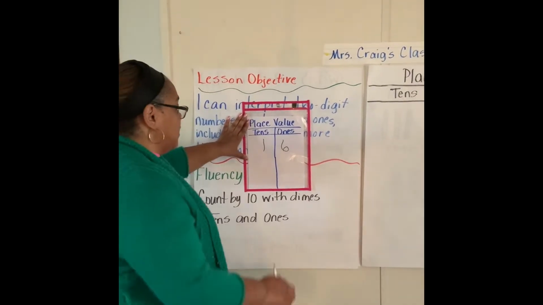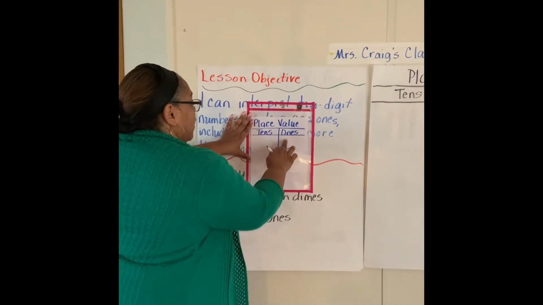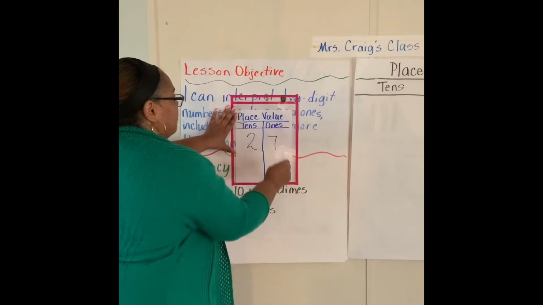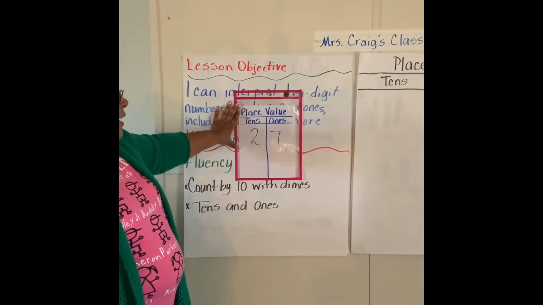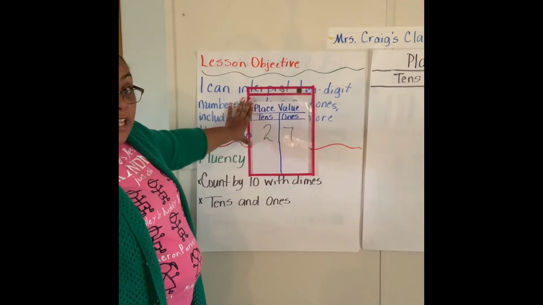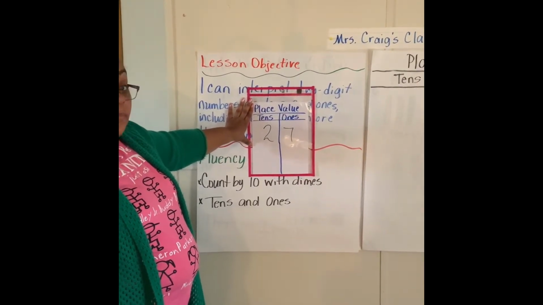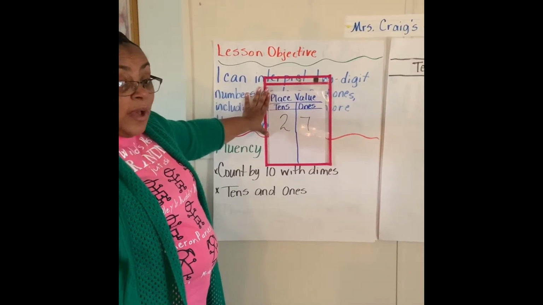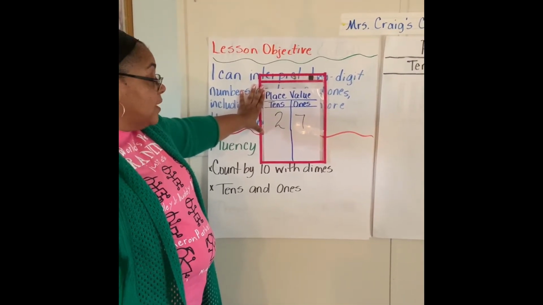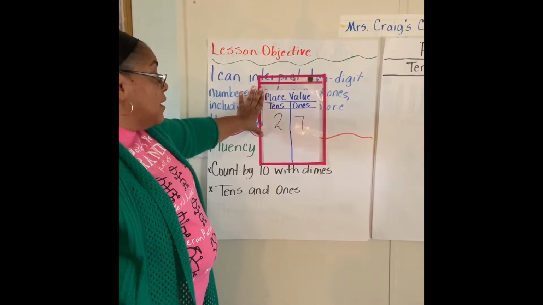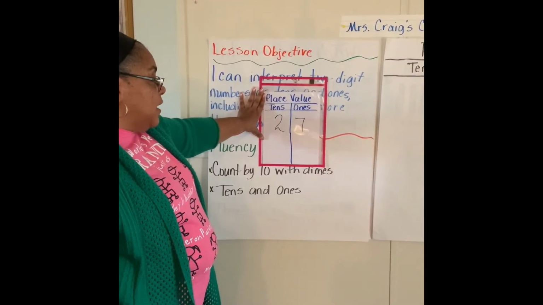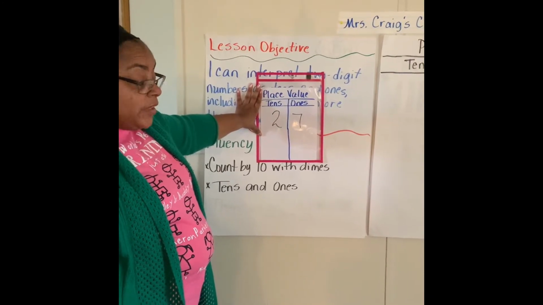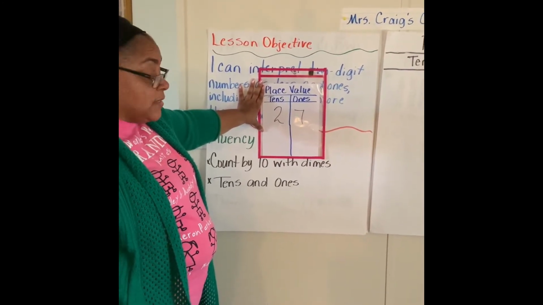So if I have 1 ten plus 6 ones, boys and girls, what is my number? It is 16. Okay, now, boys and girls, our next number is 27. If my number is 27, how many tens do I have? Correct, I have 2 tens. How many ones do I have, boys and girls? We have 7 ones. Now, if I have 2 tens and 7 ones, what is my number? Correct, my number is 27.